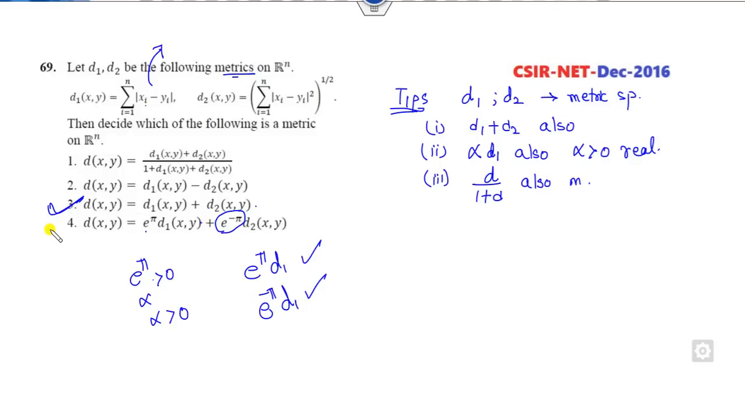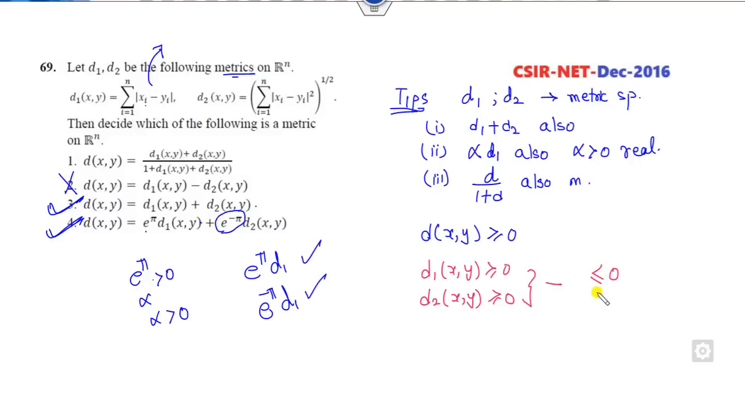So the sum of them is also a metric space. Negative is not there. Why? Because we all know a metric space has the property that it should be greater than 0. So if I say D1 is greater than 0 and D2 is greater than 0, what will be the difference? It may be less than 0 or it may be greater than 0, but it is not always greater than 0, so the second option is cancelled.